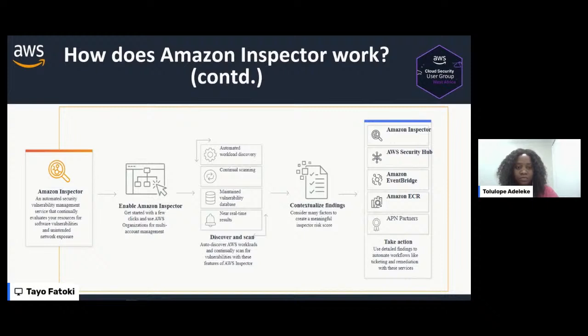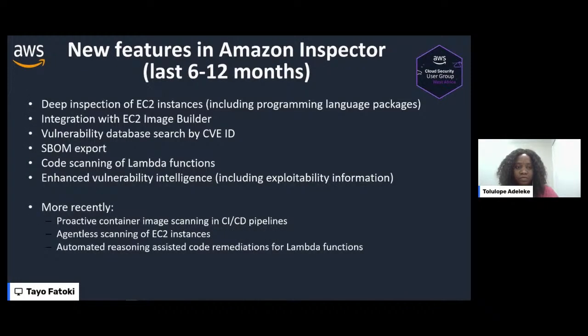Now, moving further, you would want to know, so what are the features? Amazon Inspector was launched about 2 years ago, and within the last 6 to 12 months, there have been lots of modernizations, like enabling Amazon Inspector to work with EC2 instances, including programming language packages, integrating with EC2 Image Builder such that every image that you're building with your EC2s can now have Amazon Inspector in it. Vulnerability and database search by CVE IDs.